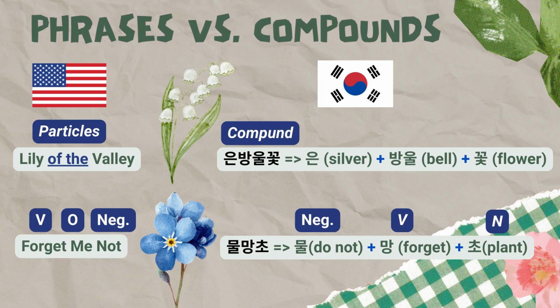When there is negation in English, the verb that is being negated is first, followed by the object, and followed with a negation marker at the end. However, in Korean with mulmangjo, the negation is at the beginning, followed by the verb that it's affecting, with the noun at the end, notably different from the normal sentence order.